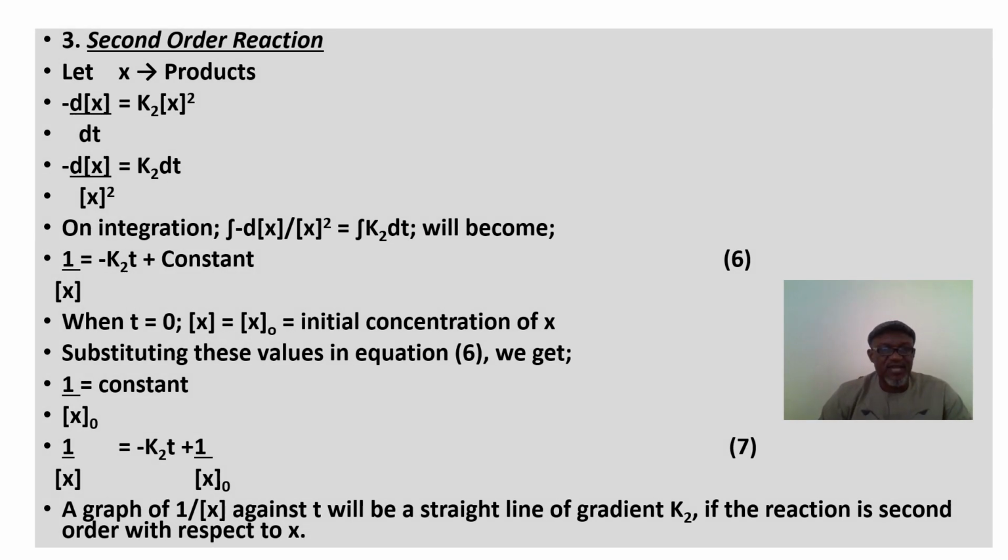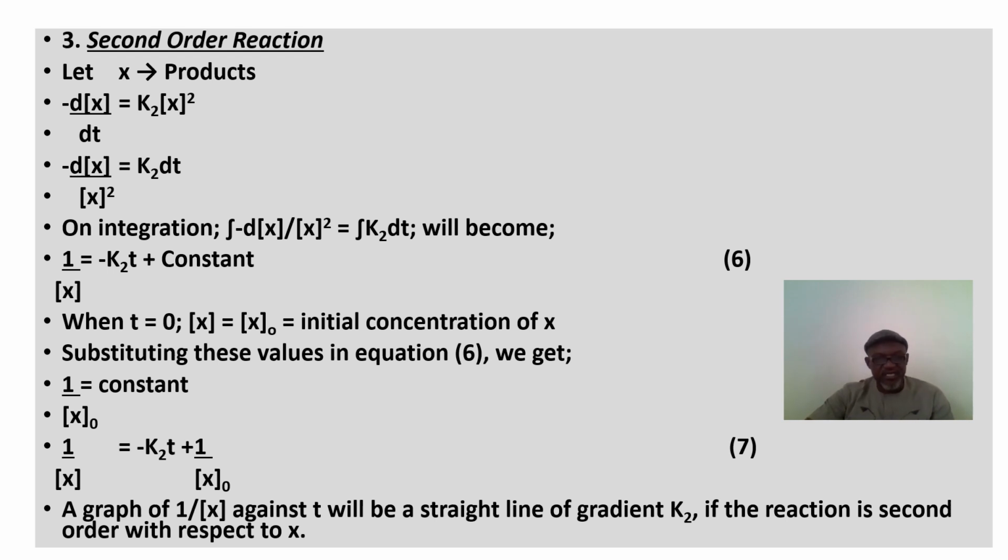Now for second order reaction, determine x to product. We'll do the same thing, except that here we'll now have minus dx over dt will be equal to k2 x to power 2, because we're talking about second order reaction. So we'll cross multiply, collect like terms, minus dx over x squared will be equal to k2 dt. And we integrate. If we integrate, we'll have 1 over x equal to minus k2 t plus constant.